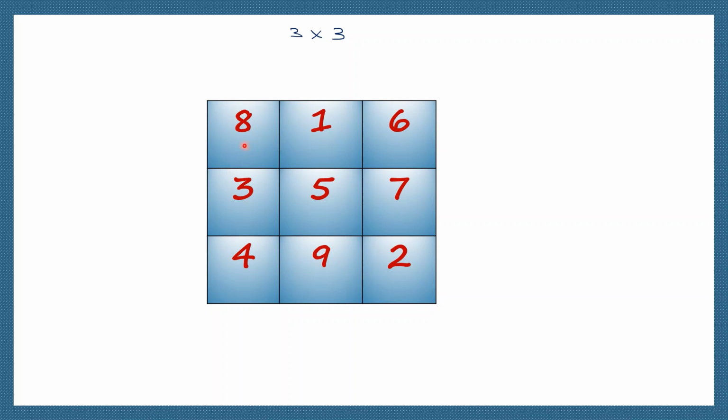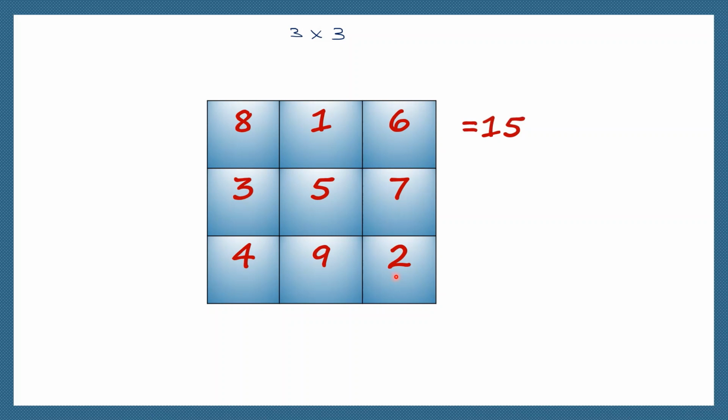Now let's see. If we add up 8 plus 1 plus 6, we get a number. You get the same answer when you add up the next row. You get the same answer when you add up the third row. And you'll get the same answer when you add up the columns also. 1, 2, 3 columns will give us the same answer. Similarly, the diagonals also will give us the same answer. The 2 diagonals will give us the same answer. So let's begin and check and see why it's called a magic square and whether the answers are the same.